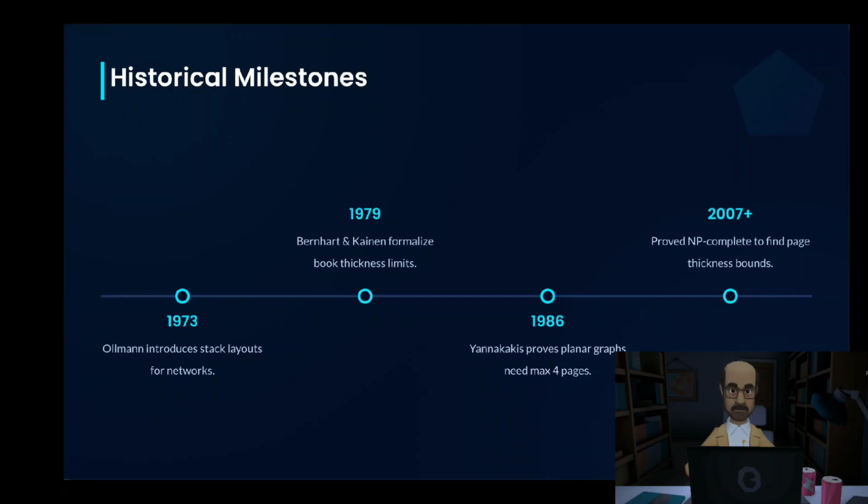Then, a major breakthrough happened in 1986 when Yannakakis mathematically proved that all planar graphs require a maximum of only 4 pages. And finally, from 2007 and beyond, researchers proved that finding exact page thickness bounds is actually an NP-complete problem, meaning it remains one of the most challenging and complex computational puzzles in modern computer science. Knowing the history helps us appreciate how important this structured format is for analyzing complex networks today.